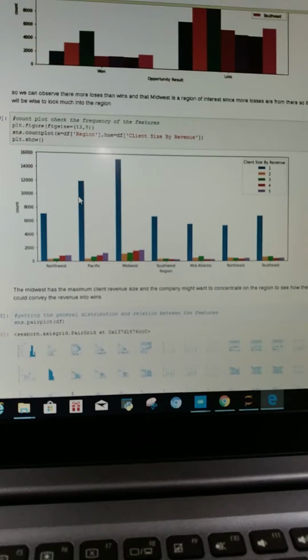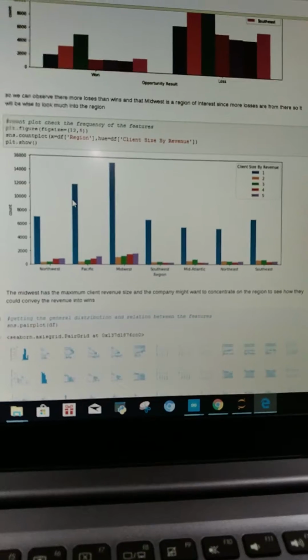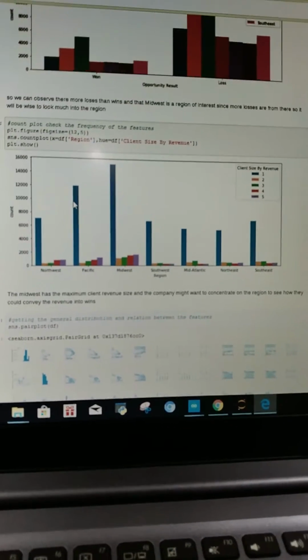The same count plot can be extended to see the distribution between the region and the client size by revenue. We can see that the client size by revenue is classified into five categories, and you can see the highest bar, which is class 1, coming from the Midwest as before, seeing the relationship between this graph and the other graph we've just looked at. So this is also another way to look at the distribution of data.